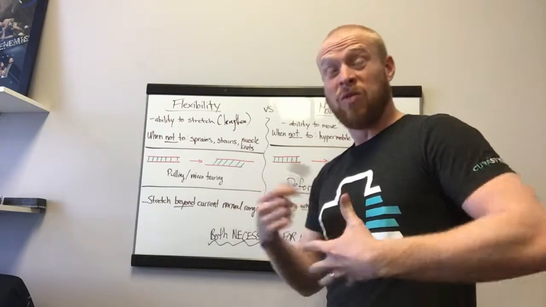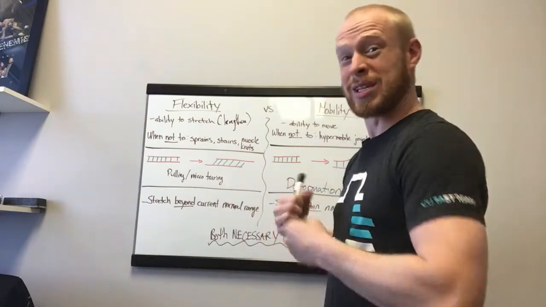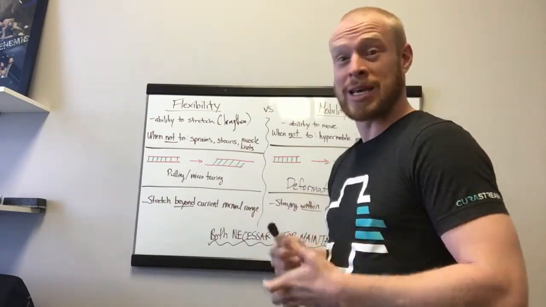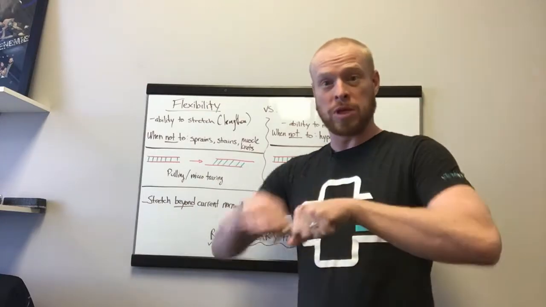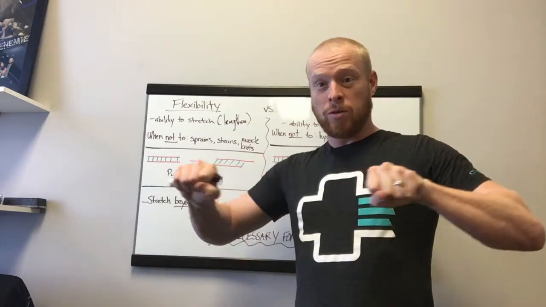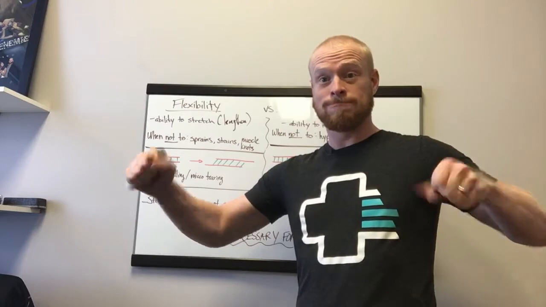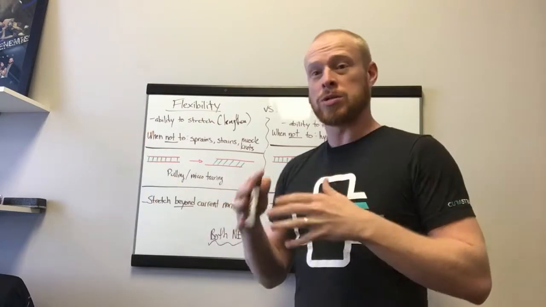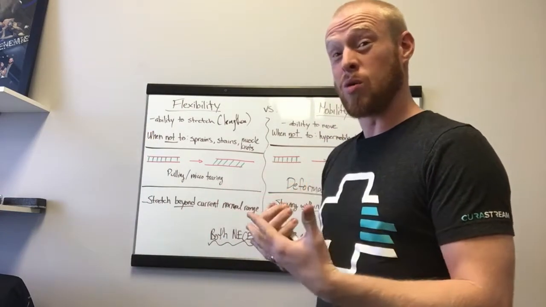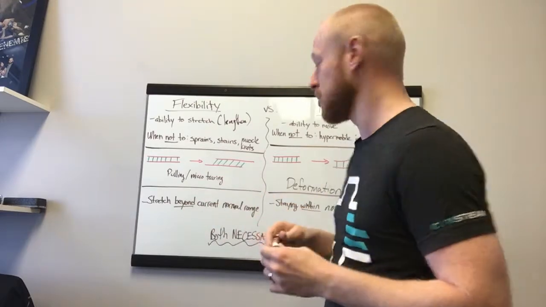So we want to avoid that if we have any strains or tight trigger points or anything like that. Because if you think of a rope and you tie a knot in it, if you were to pull on both ends of that rope, the knot gets tighter, right? So there's a couple of instances where we don't necessarily want to dive into flexibility.